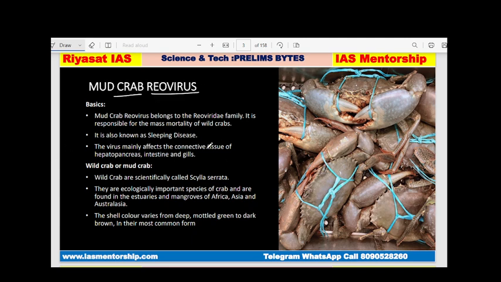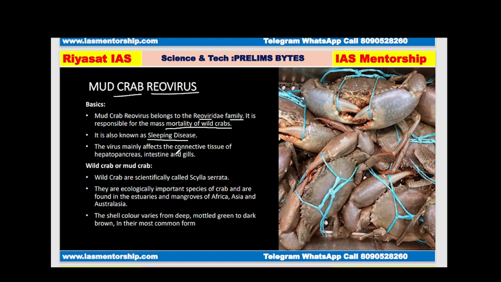Mud crab reovirus is a disease that belongs to the Reoviridae family. This type of disease is causing mass mortality of wild crabs. You can see all the crabs have died here because of this disease. It is also known as sleeping disease, which can also be an important question. It directly infects the connective tissue of the pancreas, intestine, and gills of the crabs.